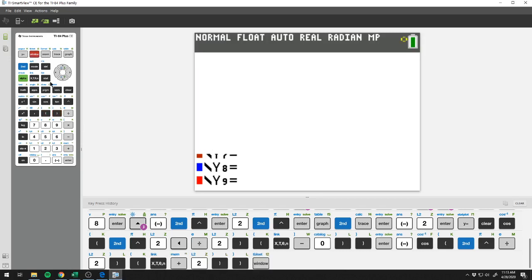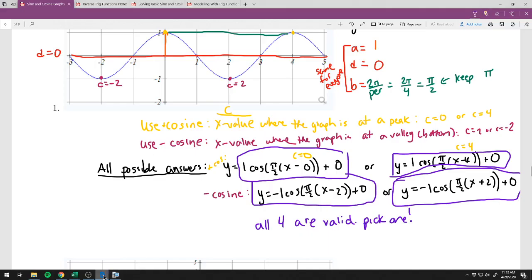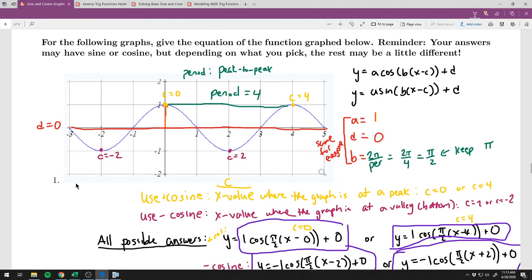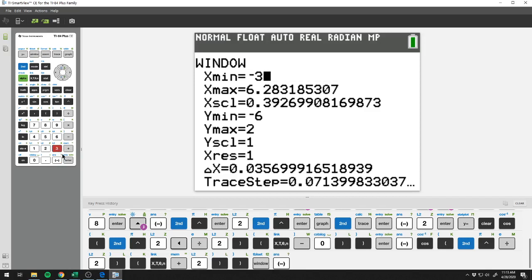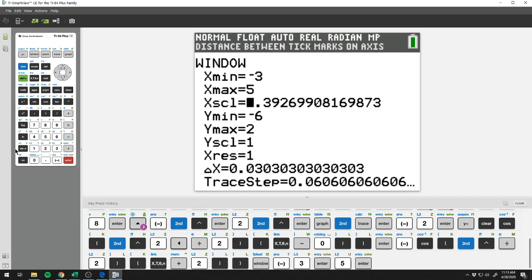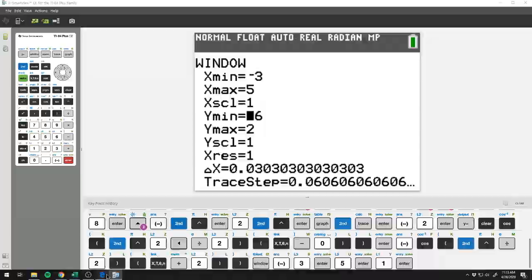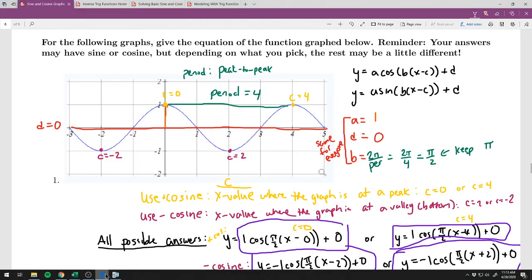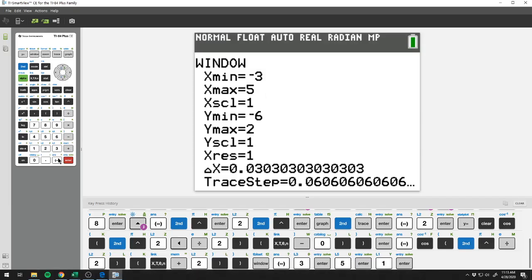All right, but you do want to adjust your window a little bit because, you know, they kind of gave you the picture here. You can just use this. Now we should look at x from negative 3 to 5, and their scale was 1, and then we can look at y from negative 2 to 2, and their scale was 1 as well. And we go ahead and graph.